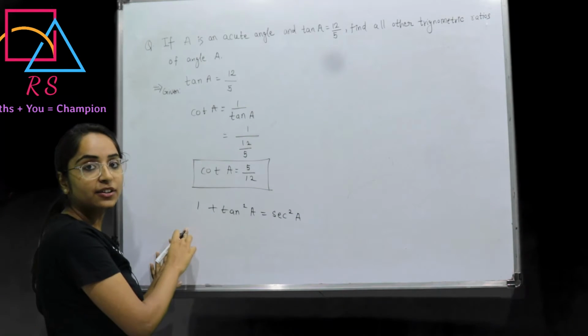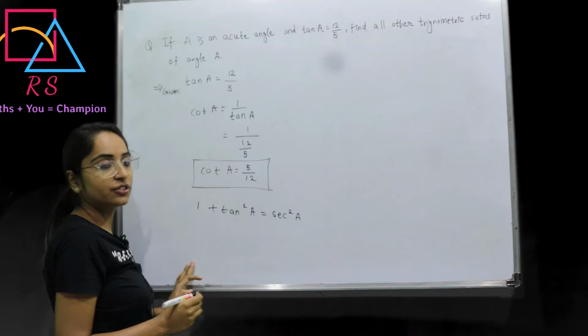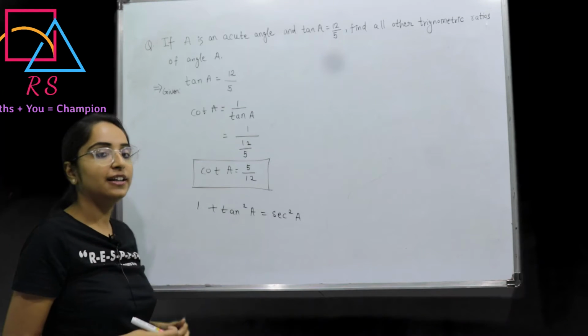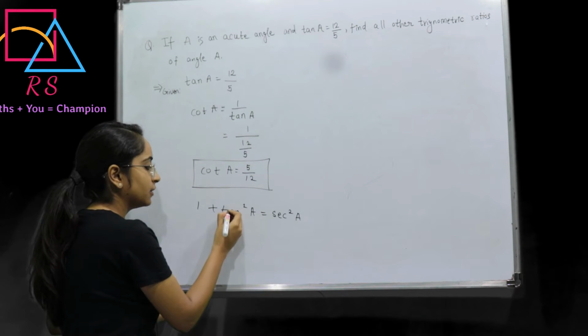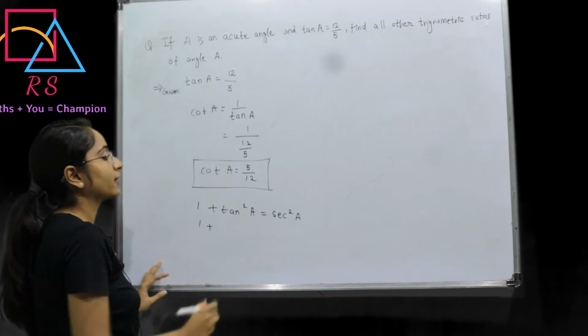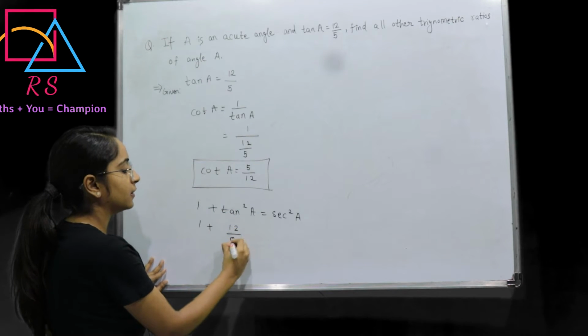So this is the second trigonometric identity. You must have watched the introduction video in which sir has explained all the trigonometric identities. Kindly refer to that first. Then from here I can get the value of sec square A. So first of all I will put the value of tan A here.